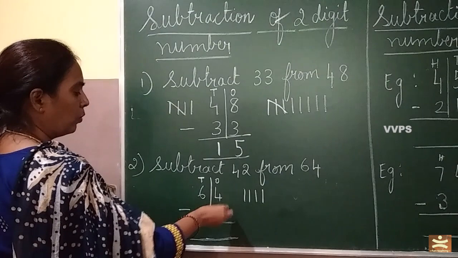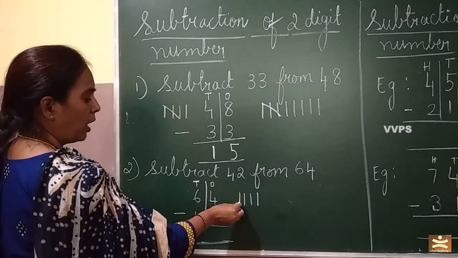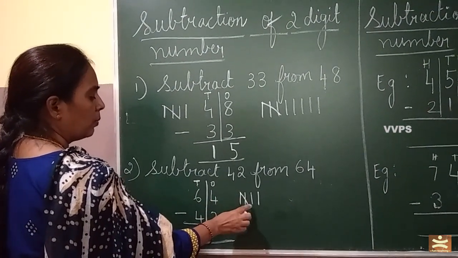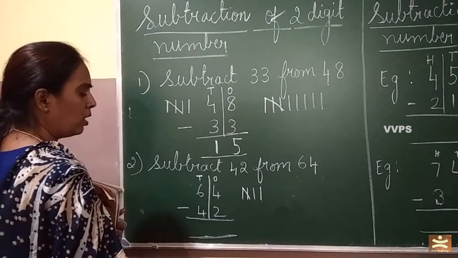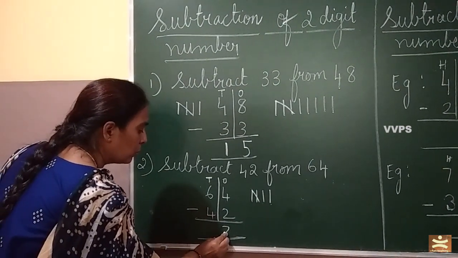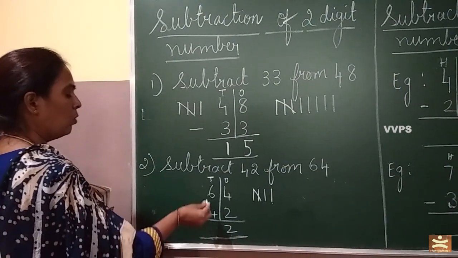Okay. So from 4 you have to subtract 2. 1, 2. If 2 goes, remaining 1, 2. And that will be your answer. Write exactly below this, children. Okay. Now come to tens place.